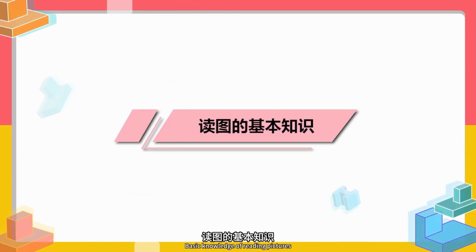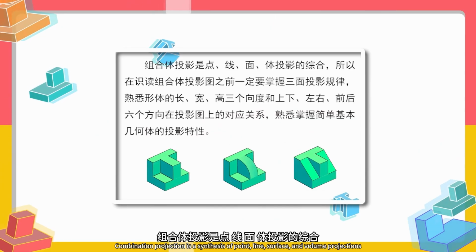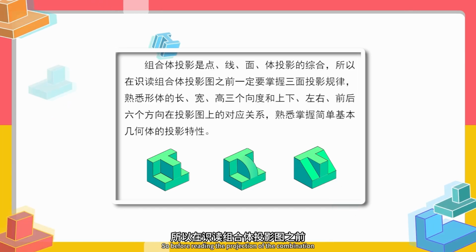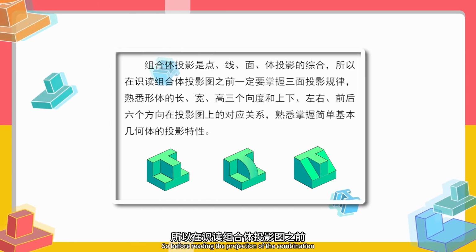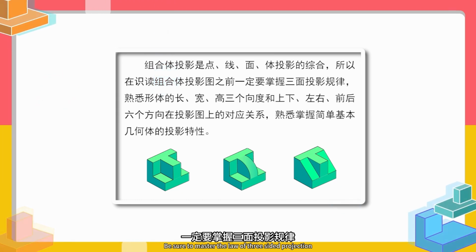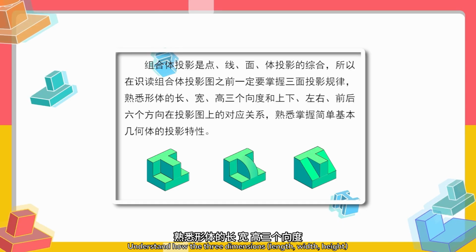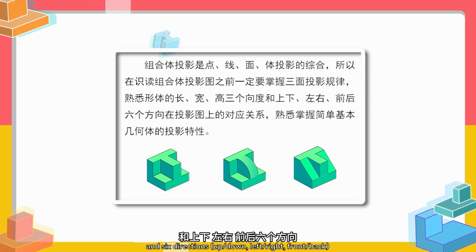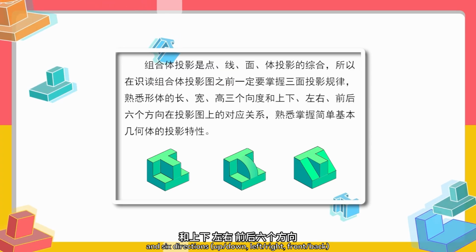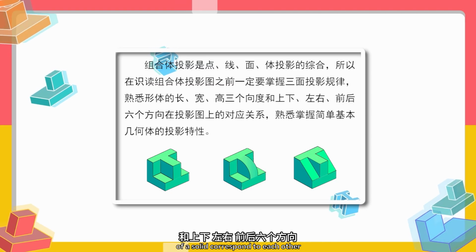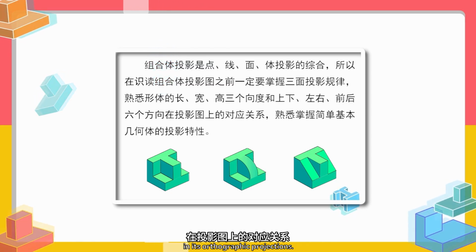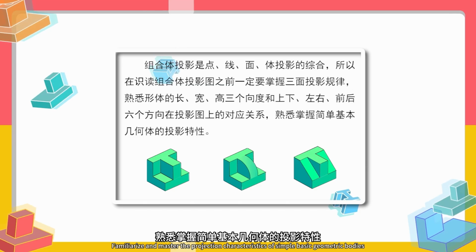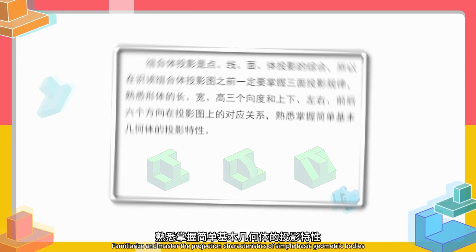Basic knowledge of reading pictures. Combination projection is a synthesis of point, line, surface, and volume projections. So, before reading the projection of the combination, be sure to master the law of 3-sided projection. Understand how the 3 dimensions, length, width, and height, and 6 directions, up, down, left, right, front, and back, of a solid correspond to each other in its orthographic projections. Familiarize yourself with and master the projection characteristics of simple, basic geometric bodies.